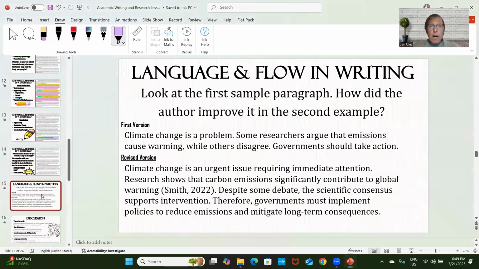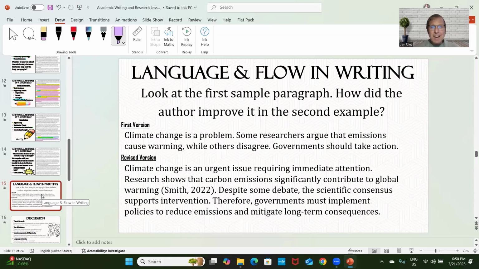Okay, so talking about language and flow in writing, we've got two examples here. The first example says, climate change is a problem. Some researchers argue that emissions cause warming, while others disagree. Government should take action. Okay, first of all, we got a lot of short, choppy sentences here.